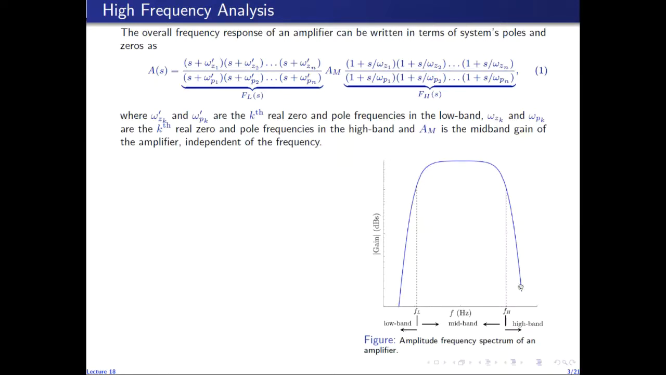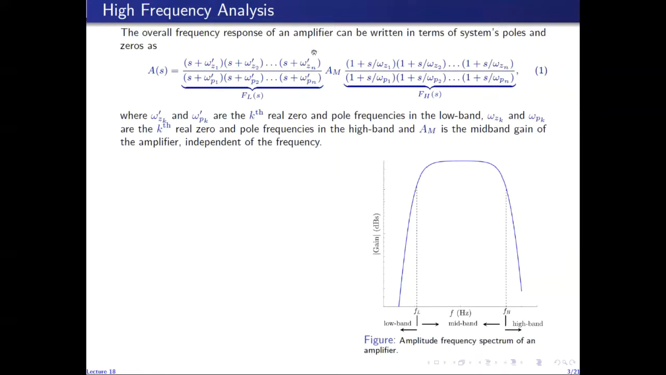On the higher side, the gain again reduces because of the effects of parasitic capacitors, and this profile at the high frequency is modeled by this factor here, which is denoted by F subscript capital H of S. So again, it is an n degree polynomial in the numerator and an n degree polynomial in the denominator, which has n zeros represented by omega z and n poles, which are represented by omega p. So omega zk and omega pk is the kth real zero and pole frequency in the high band.